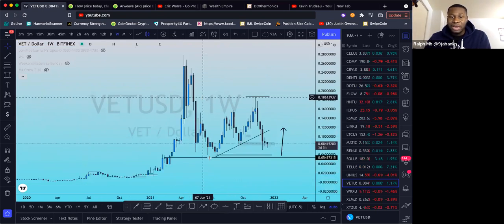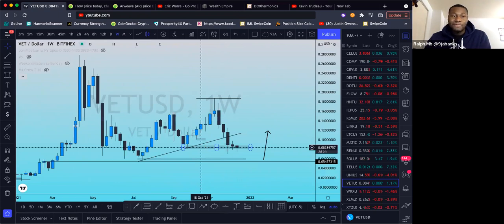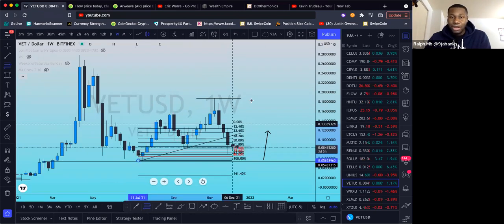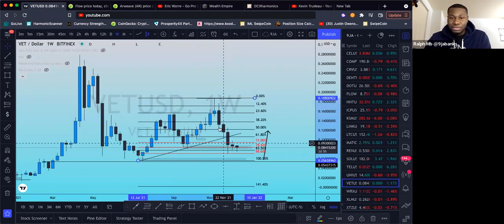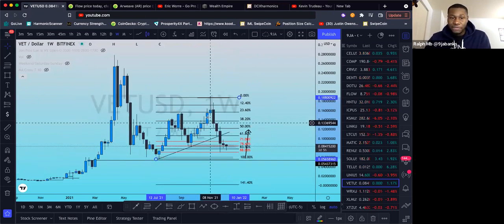Looking at it right now, we're at a key area, right? If I drew my fibs once again, just to show you how consistent this is, this is like free game right now. 50%, 618. We held the zone, right? But look where we are. Low point to the high point, just based off of this structure.